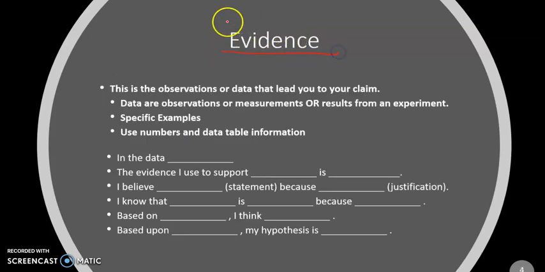Then there's our evidence, our E in CER. It's really important that we use observable data. We have to be really specific and use numbers, measurements, results that you get in an experiment in order to provide evidence for why you're making the claim that you're making. So in our evidence, we should actually be citing the data, going back to the data, based upon whatever data point it is. I think this is the case.